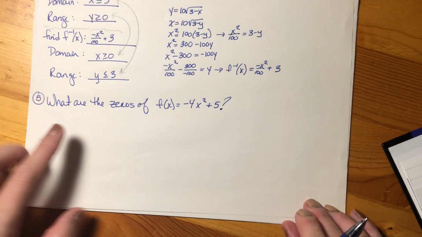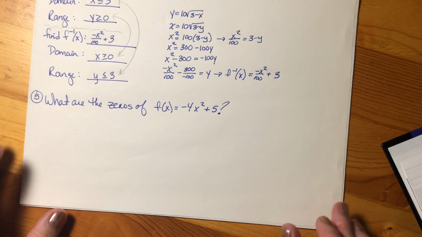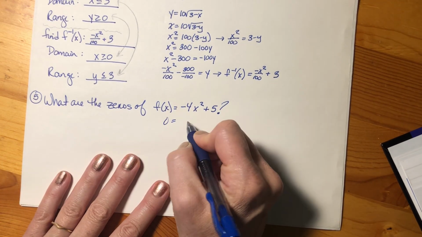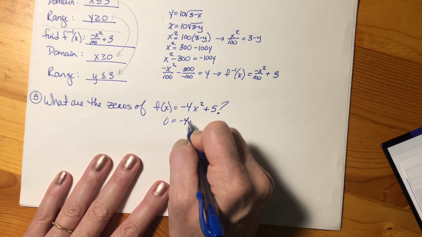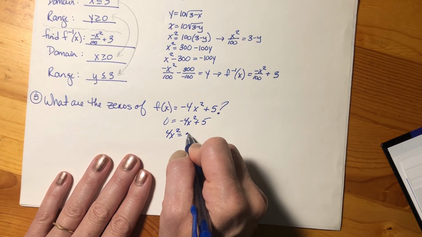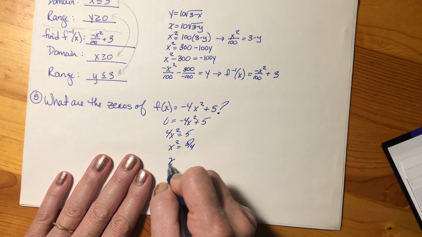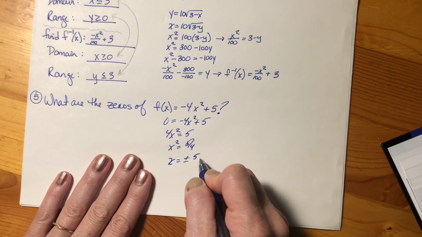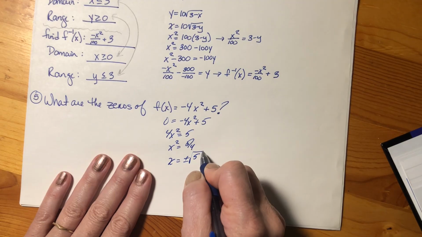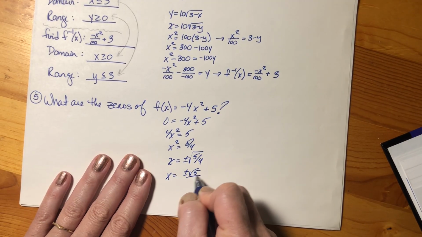Okay, last one, what are the zeros of f of x is equal to the opposite of 4x squared plus 5. So zeros. They're asking me, where does the graph cross 0? So I'm setting it equal to 0. That's it. So 4x squared equals 5. X squared is equal to 5 over 4. So x is equal to plus or minus the square root of 5 over 4. So x is equal to plus or minus root 5 over 2.